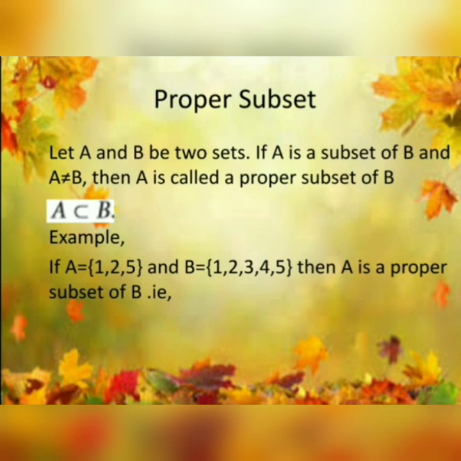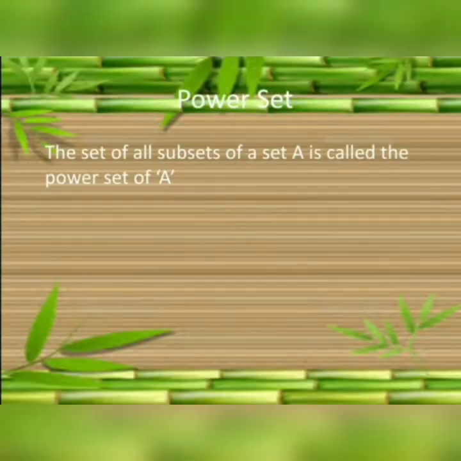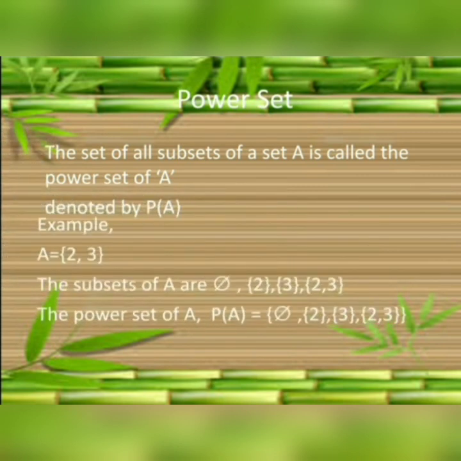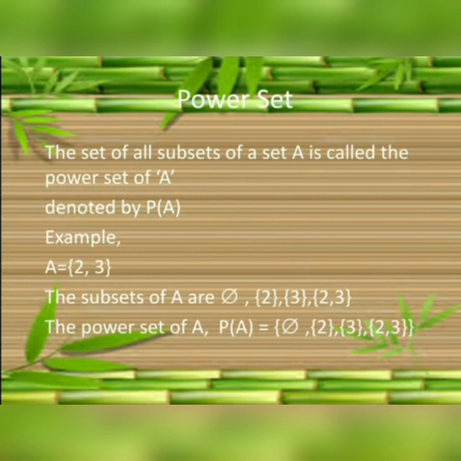That is, we will write that A is a strict subset of B. Then comes the power set. The set of all subsets of a set A is called the power set of A, and it is denoted by the symbol P(A).